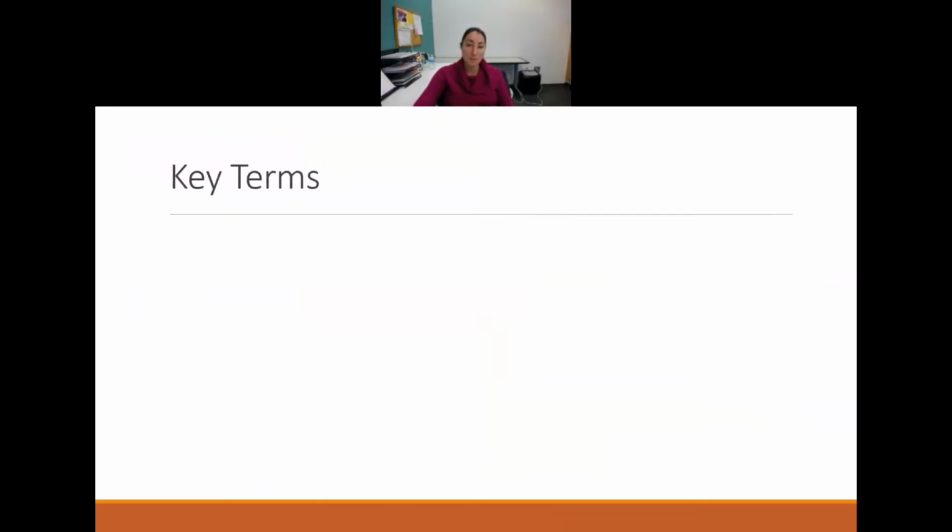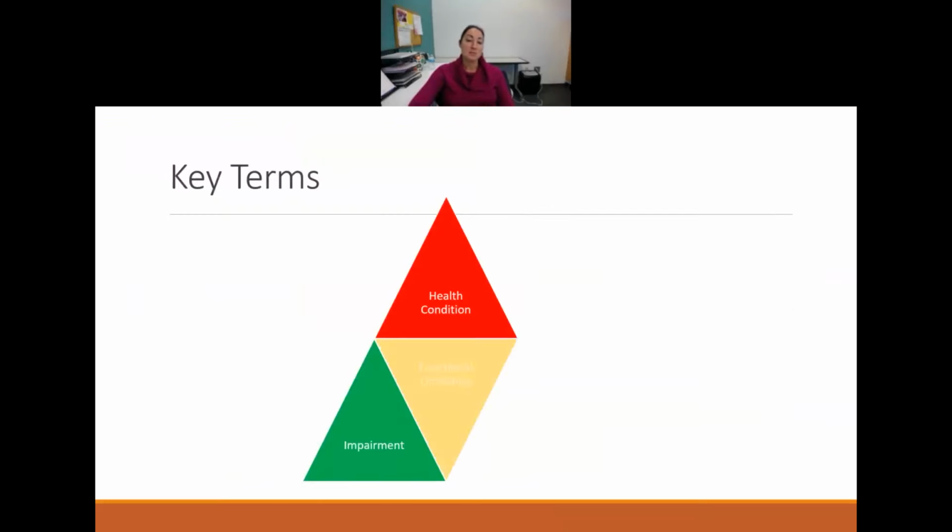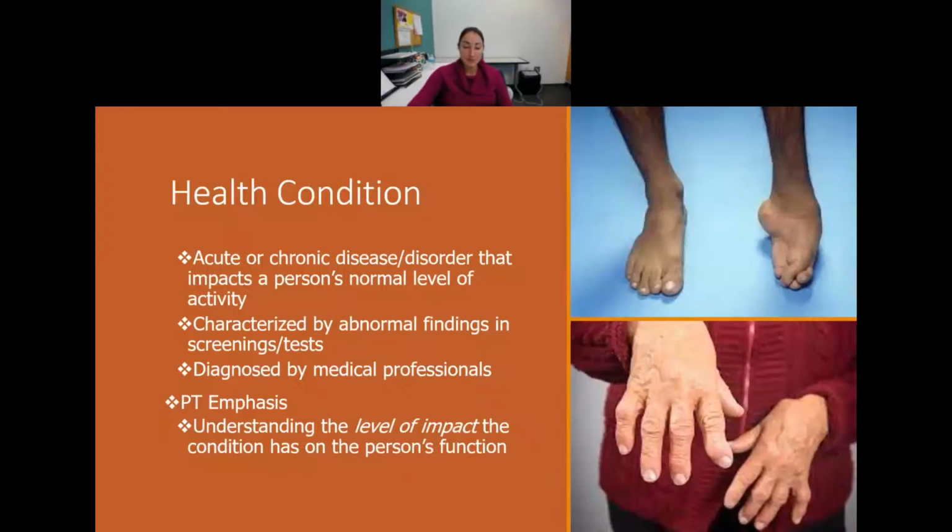All right, some of our key terms: health condition, functional limitation, impairment, disability. Health condition can be an acute or chronic disease. It could be a disorder that impacts a person's normal level of activity. It's characterized by abnormal findings on screenings and tests. It's diagnosed by a medical professional.